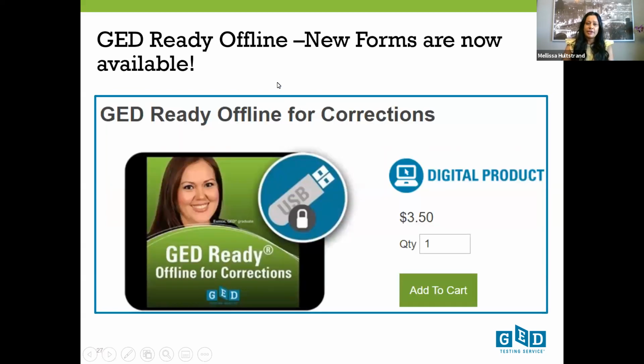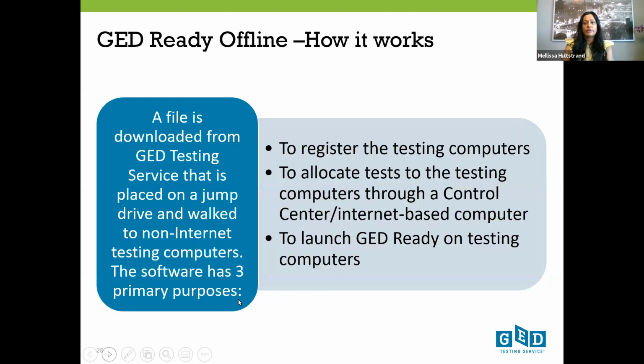Also, our GED Ready offline product that's been available for quite a few years now. We updated the forms, so there are new forms that are available. This is a product that is specifically available for corrections. Briefly, the way that it works is that once a purchase is made, a file is downloaded from GED Testing Service, and then the tests are placed on a jump key memory stick, and then somebody at your facility would walk it over to the non-internet testing computers and then assign a certain amount of tests to each of the computers that you want students to take this type of test on.